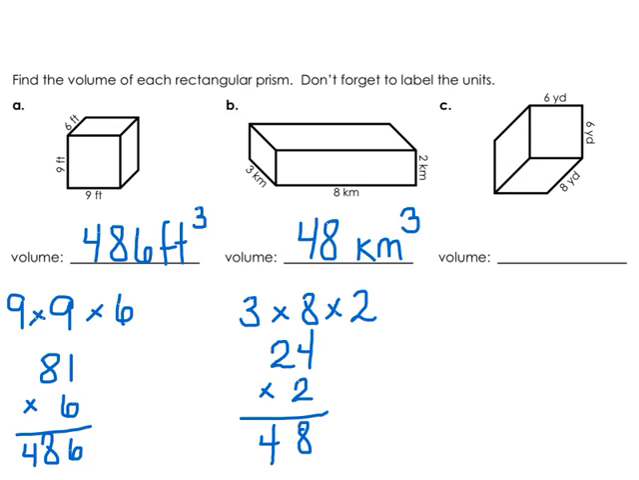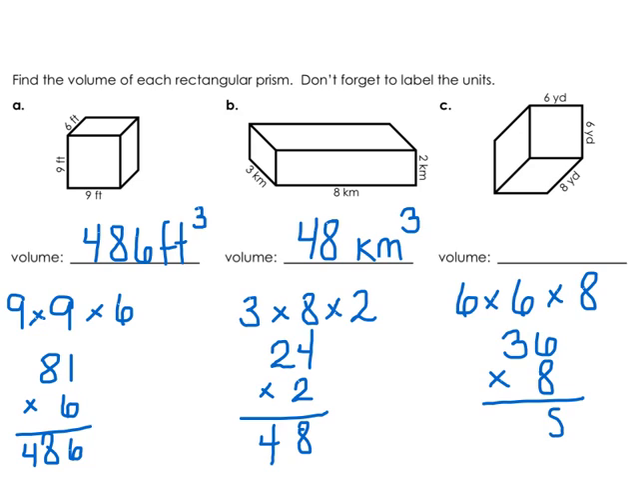And my last one is 6 yards by 6 yards by 8 yards. So I'm going to have 6 times 6 times 8. 6 times 6 is 36. 36 times 8. 6 times 8 is 48. Carry my 4. 8 times 3 is 24, plus a little 4 up top would be 28. So I have 288 yards cubed.